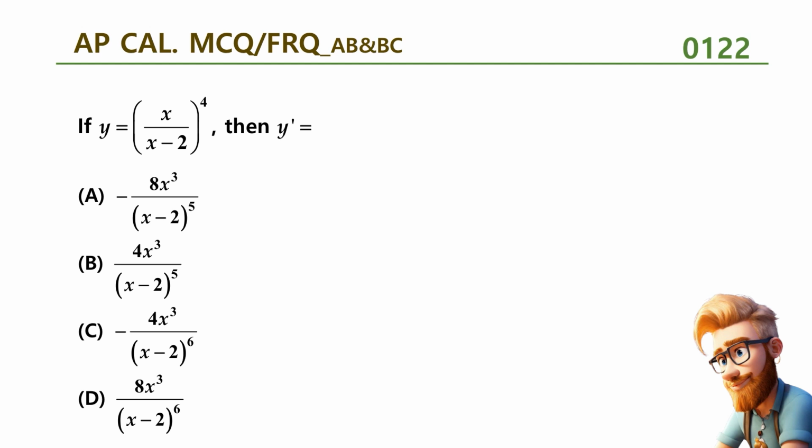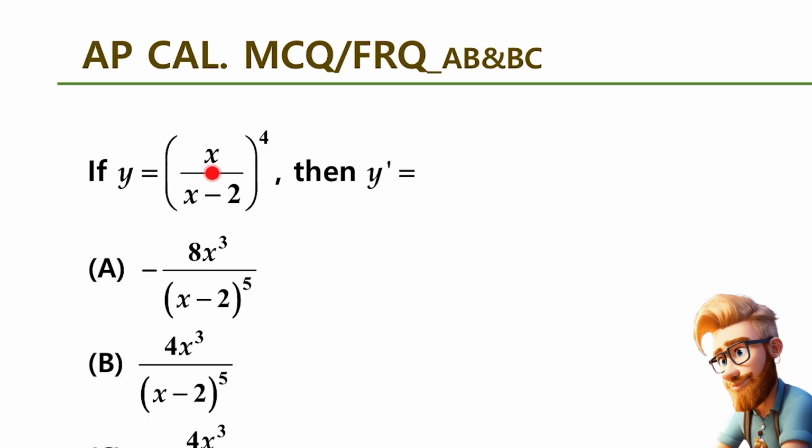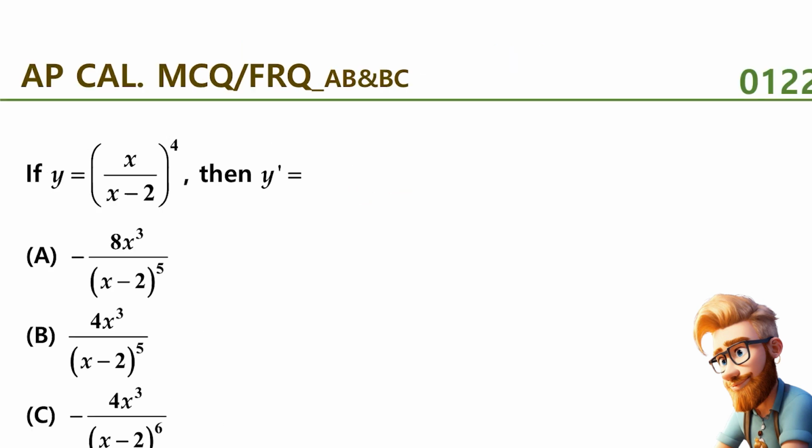Question 122. We have y equals (x over x minus 2) to the power of 4. Then what is the derivative of this function? y prime is equal to, here we have a power, so we're going to have to apply the power rule first. So 4 times the expression inside the parentheses to the power of 3, 4 minus 1, and multiply by the derivative of this expression right here. That's the chain rule.